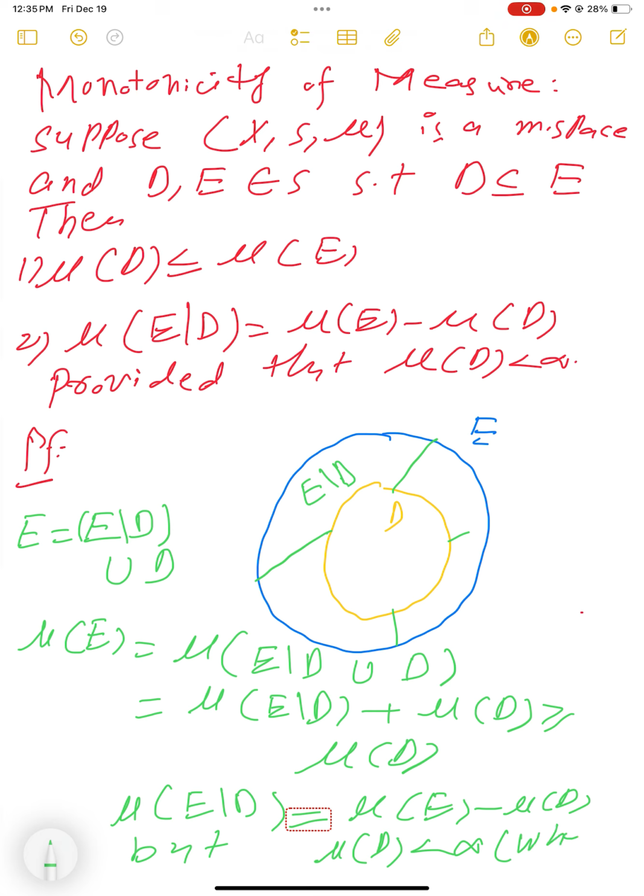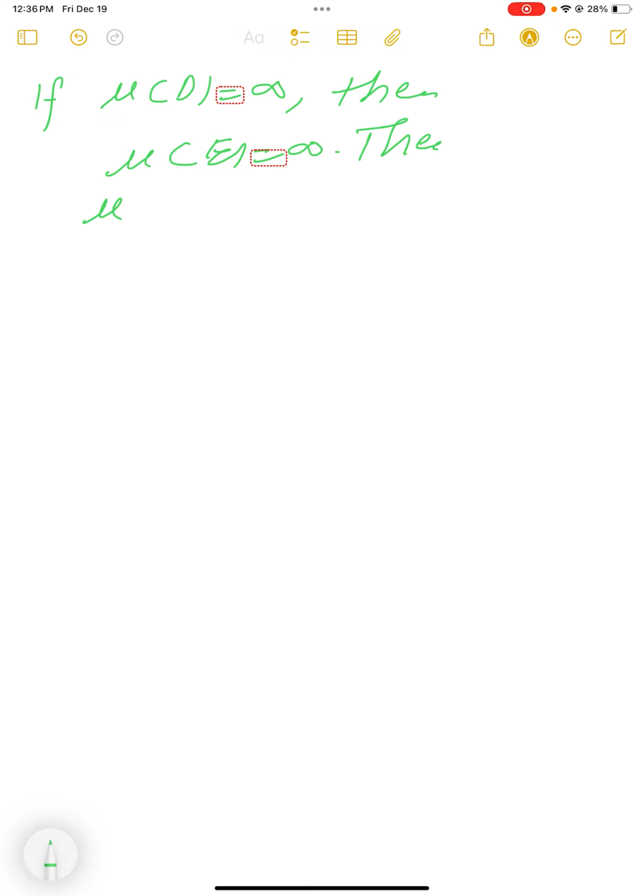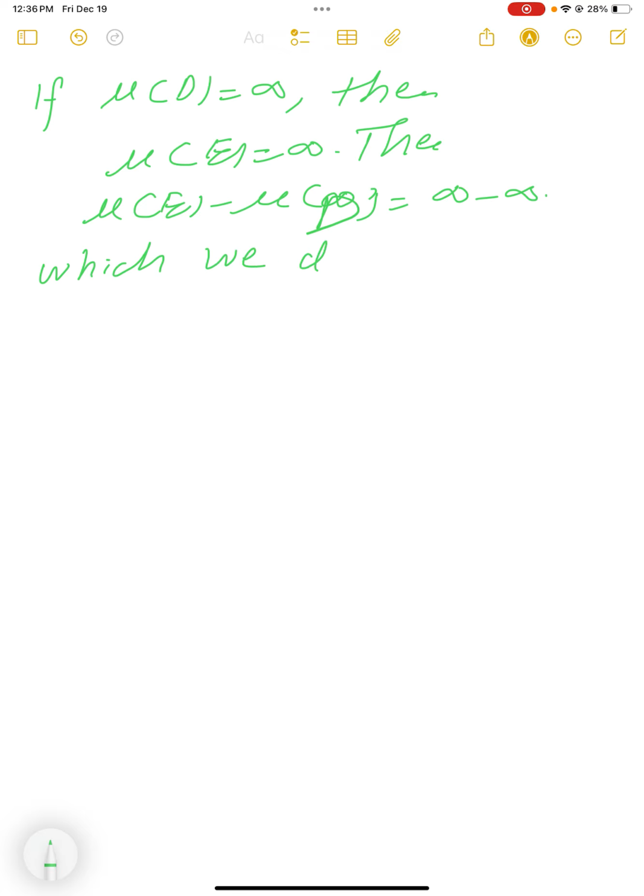Why is the measure of D finite? Suppose the measure of D is infinity, then clearly the measure of E is also infinity. Then the measure of E minus the measure of D would be infinity minus infinity, and we don't want this, which we do not want. So that's why we put a condition that the measure of D should be finite.